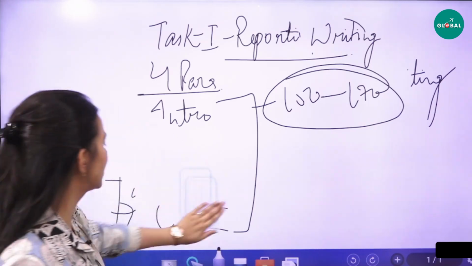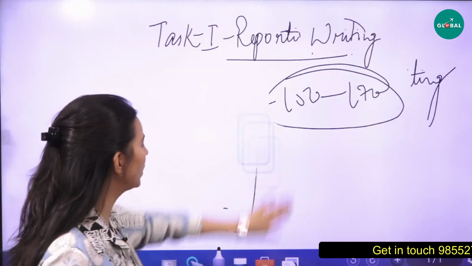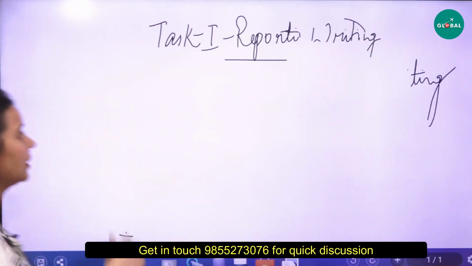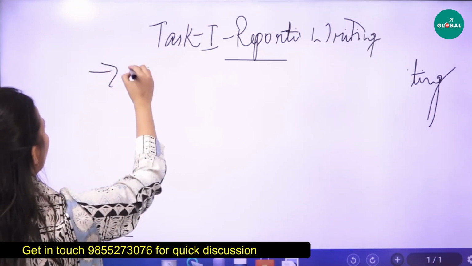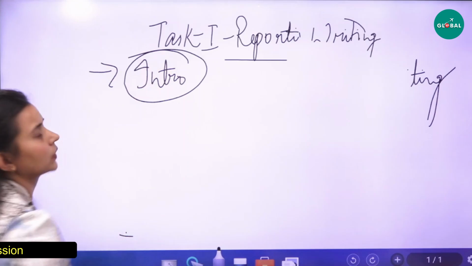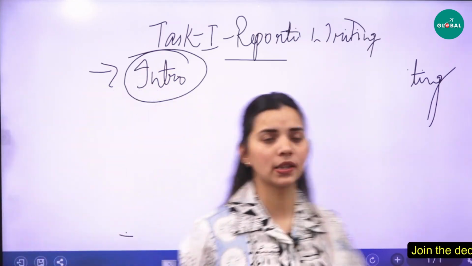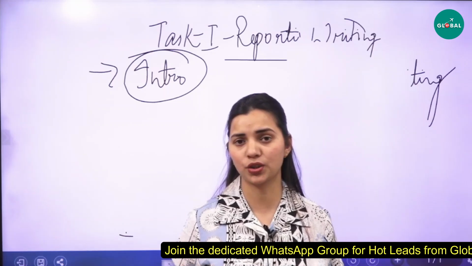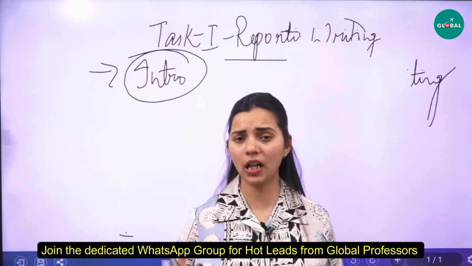So let me tell you how we need to distribute these paragraphs and how we need to go about the further steps. The first paragraph is the introduction. How do we go about this? I just told you that it's a graphical representation. So what can come in a graphical representation?